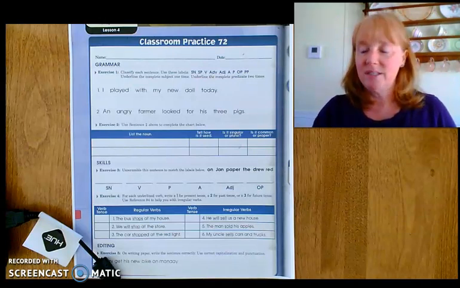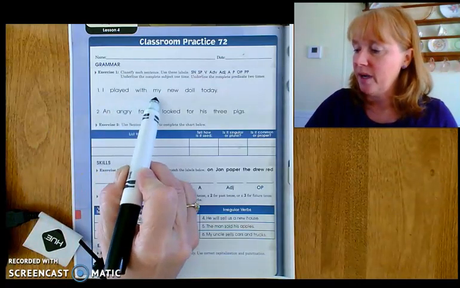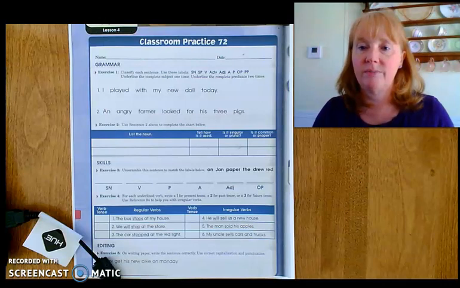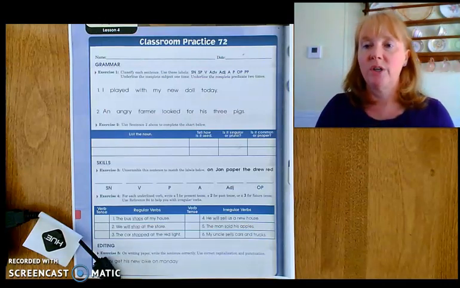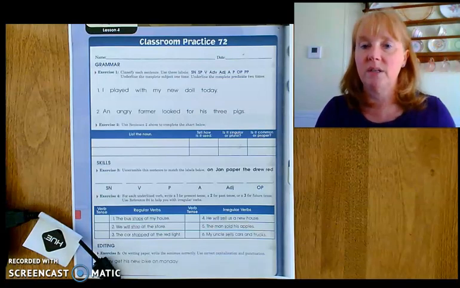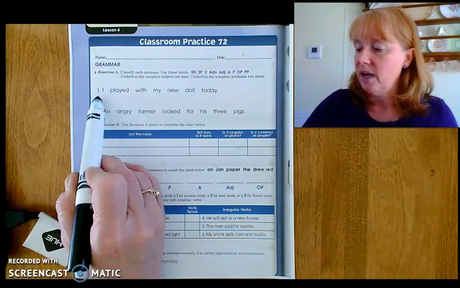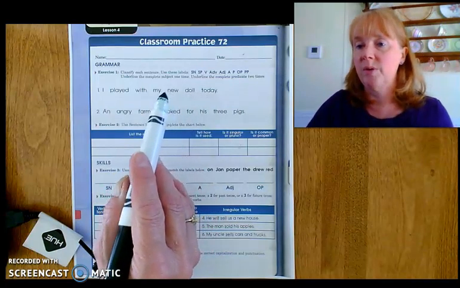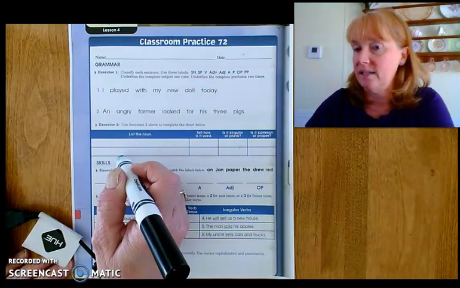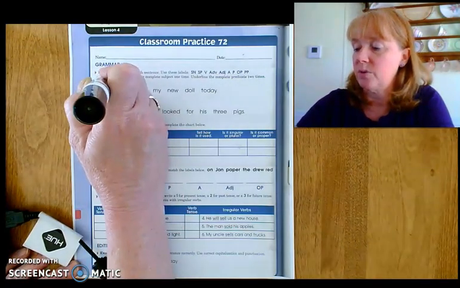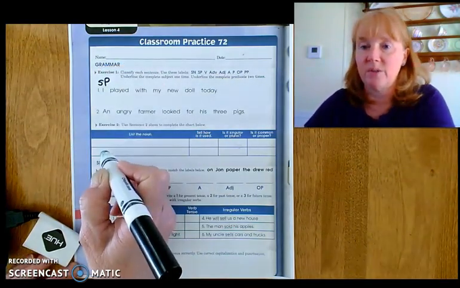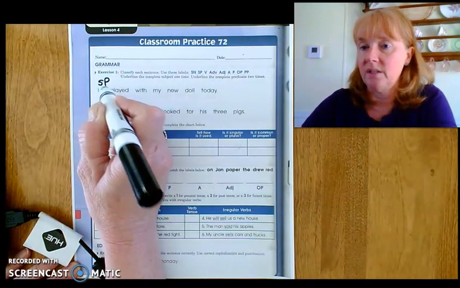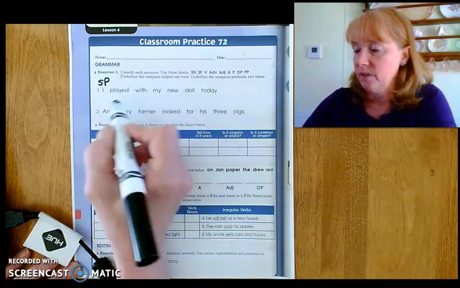Let's read number 1 together. I played with my new doll today. That's our first question. Always want to know who or what is doing something in the sentence, right? So, I played with my new doll today. Who played? I, subject pronoun. We haven't had one of those in a while.